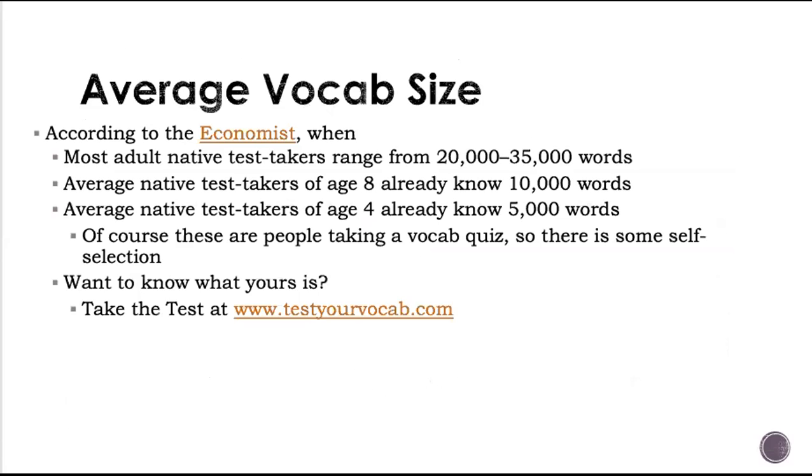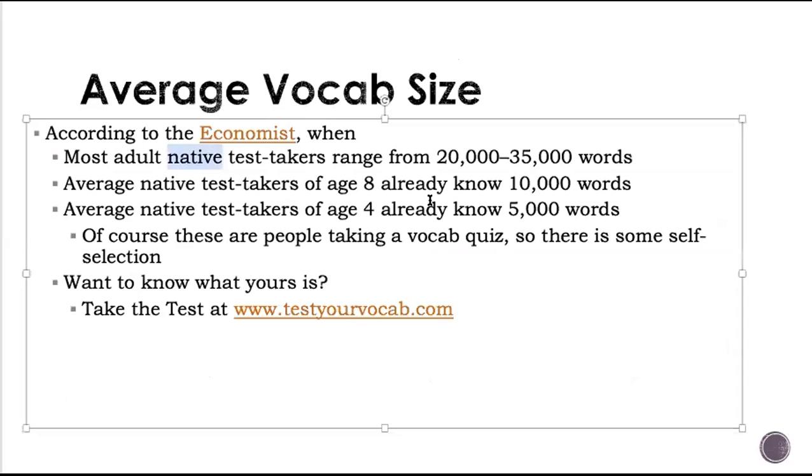Now, if you would like to know what your vocab size is, you can actually test it. testyourvocab.com is pretty informative. They say most adult native test takers, and by native they mean native speakers, so people that grew up speaking English, should have between 20 and 35,000 words as an adult. 8-year-olds know about 10,000, 4-year-olds about 5,000.